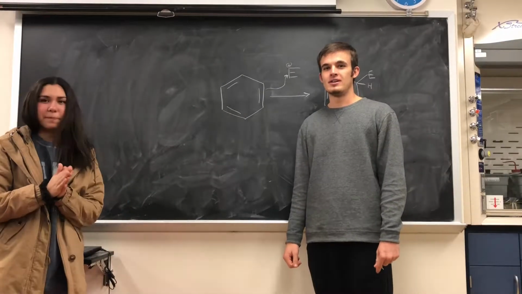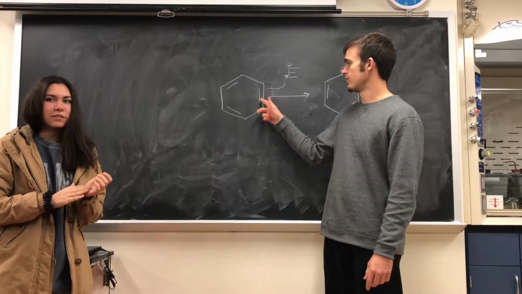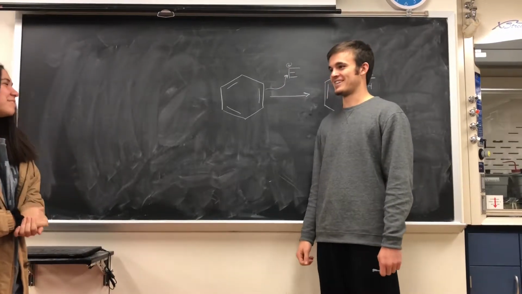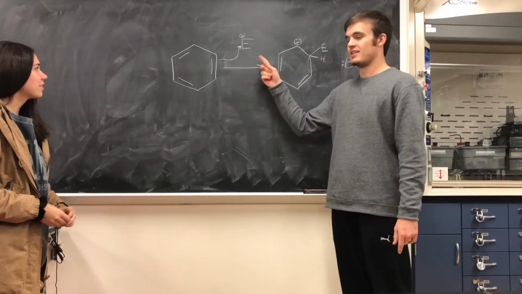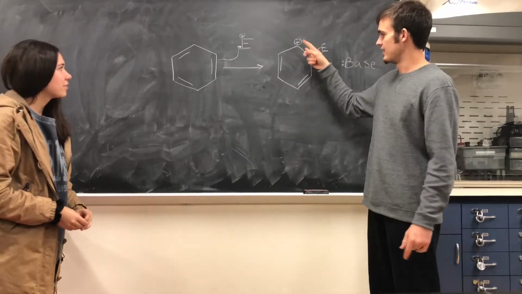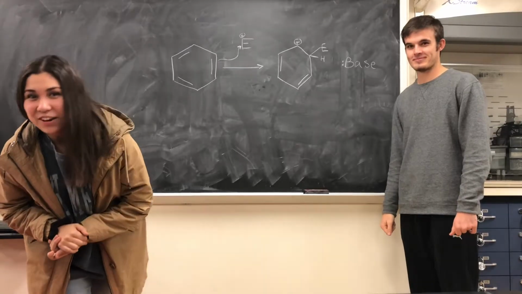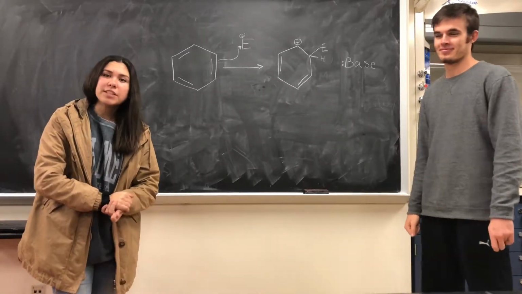First thing we have to do is use one of the double bonds in the benzene ring to attack the electrophile. Which breaks the aromaticity of the ring, right? Yeah, exactly. So now that the benzene ring has attacked the electrophile, we have a cationic state in the ring. Yep. So all you need to do now is reestablish aromaticity.